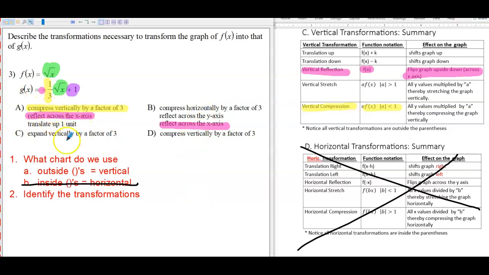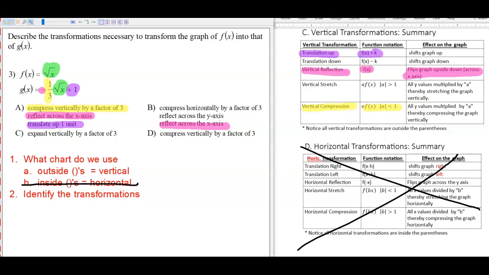We already know the answer has to be A, but just to continue the process here, we do have our +1, and that would be this guy, which is a translation up. So all three of those transformations are there. So the answer, once again, will be A. I don't know why they're all A. That's kind of weird. Hopefully that doesn't keep happening, but we'll see.